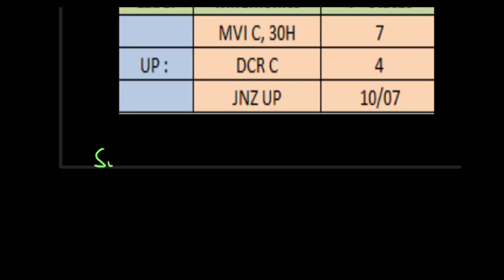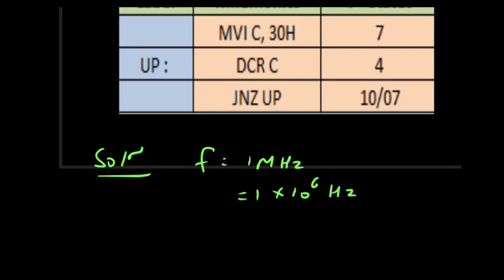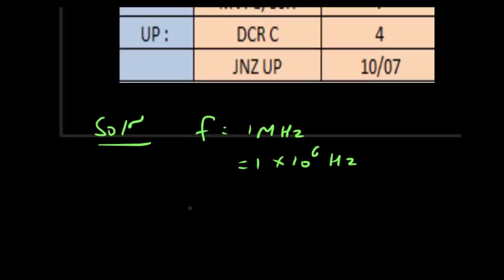Solution. Now frequency is given as 1 megahertz. 1 megahertz is actually 1 into 10 raised to 6 hertz. Now we calculate the time period T, that is, 1 T state. So T is equal to 1 upon frequency, 1 upon 1 into 10 raised to 6. So this will come up as 10 raised to minus 6 seconds.